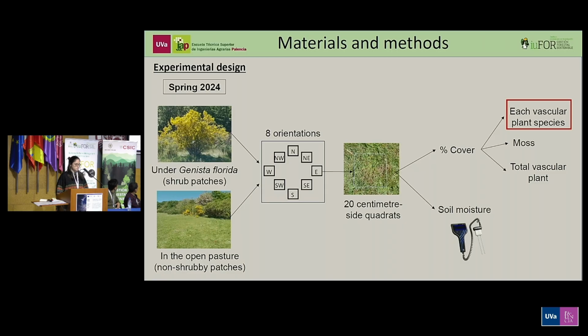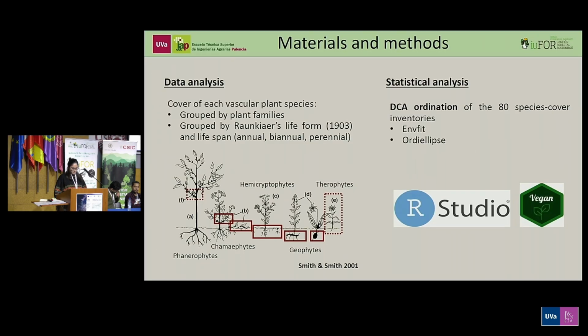So what we did in spring 2024 was collecting samples under Genista florida patches and also in the open pasture. And following the 8 orientations, we used 20 centimeter side quadrats to visually measure the percentage cover of each vascular plant species, moss, and total vascular plant. And with a HydroSense device, we also measured the soil moisture. And each vascular plant species, we grouped by plant families and also by Raunkiaer life form, as you can see in the illustration, and by lifespan to use them as variables.